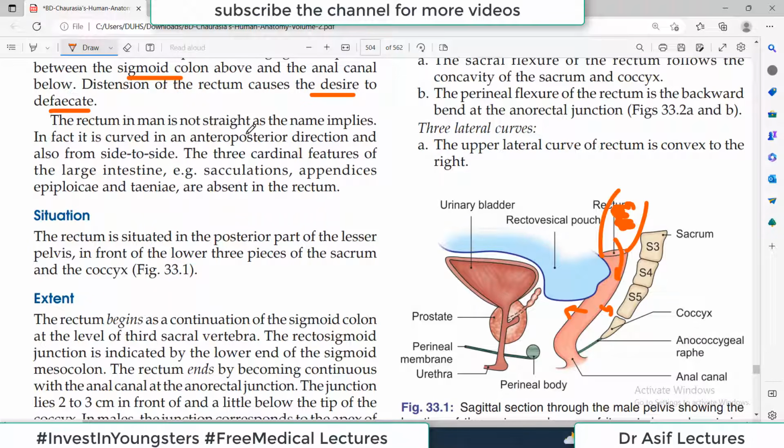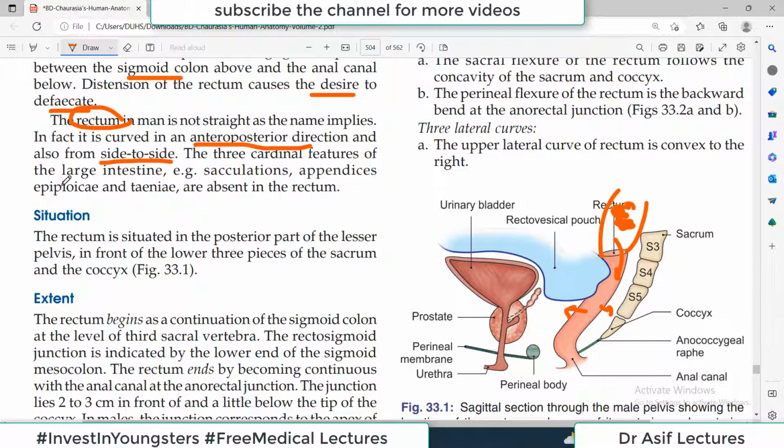Okay, now rectum in man is not straight as the name implies. Word rectum का मतलब भी होता है straight. Rectus abdominis muscle, याद है ना, straight muscle. In fact it is curved in an anterior-posterior direction and also from side to side. ये जो curvatures हैं rectum के अभी थोड़ी देर में हम पढ़ते हैं.